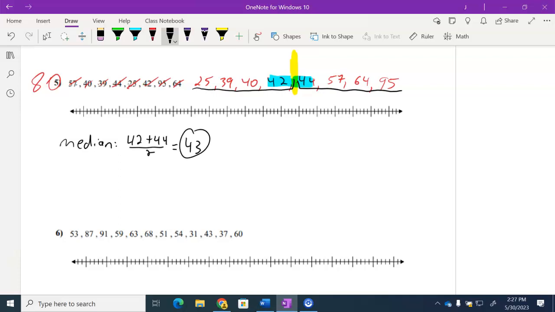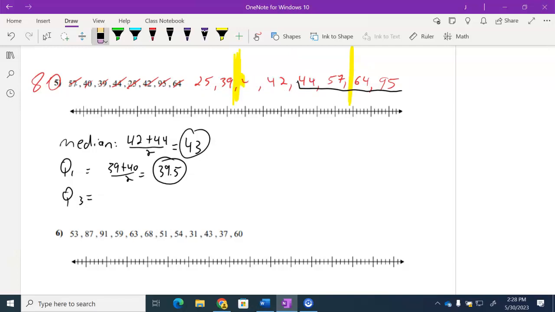Then your lower median, which we call Q1, is the middle of the lower half. You will do the same thing. You have 4 numbers, so the middle is right here between these two. So you will add 39 and 40, and then you will divide it by 2. And that happens to be 39.5. That's the lower median. The upper median, which we call Q3, is between these two numbers, right? Because you've got 2 numbers on each side.